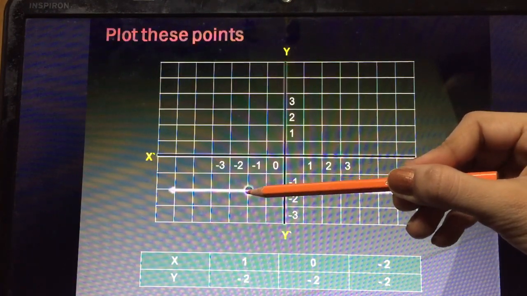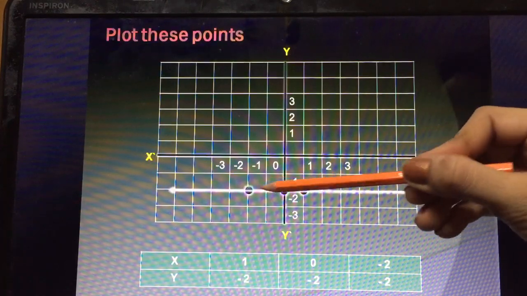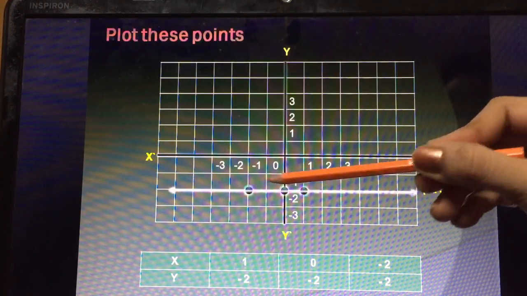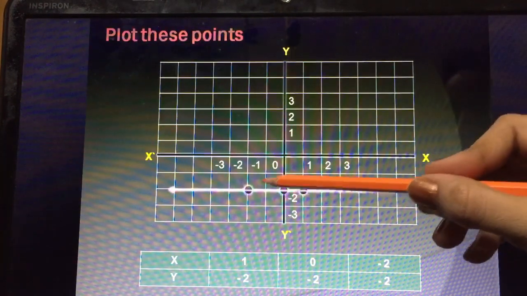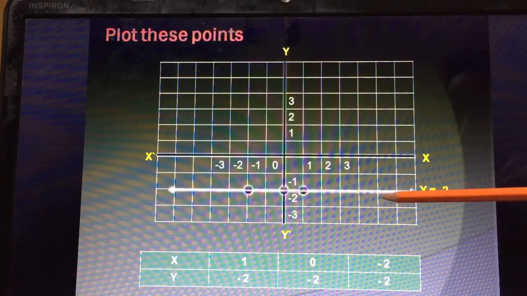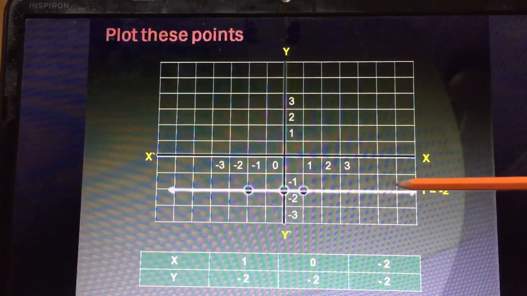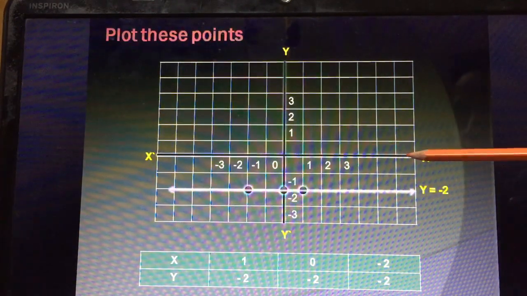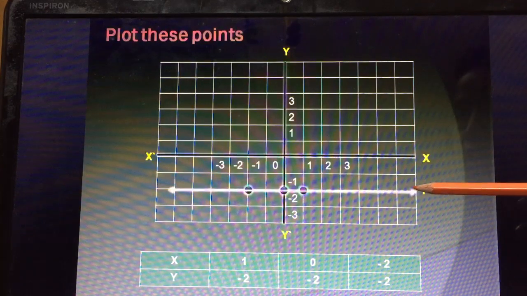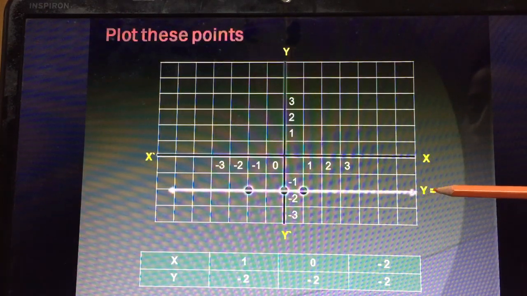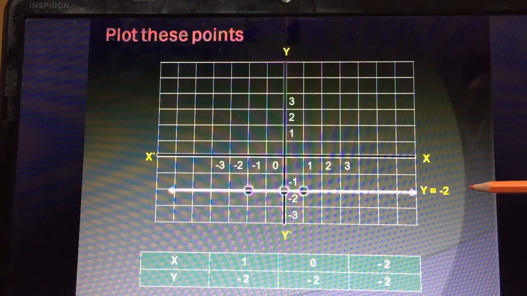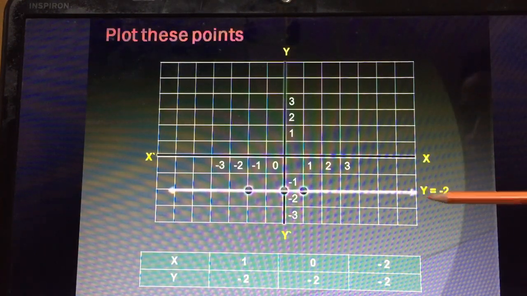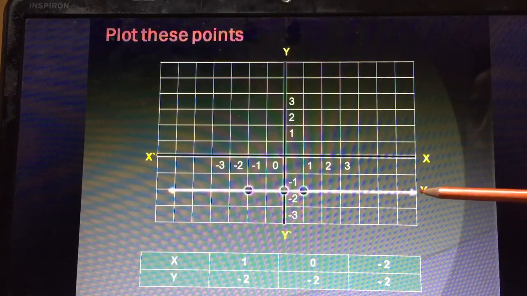down -2. So all these 3 points are lying on the same line. So when we join these 3 points, these 3 ordered pairs, we'll get a line which is parallel to this x x dash, which is parallel to the x-axis. So this is the graph of the equation y equal to -2. So remember children, if you have an equation in this form y equal to any constant, you will always have a graph which is parallel to your x-axis.